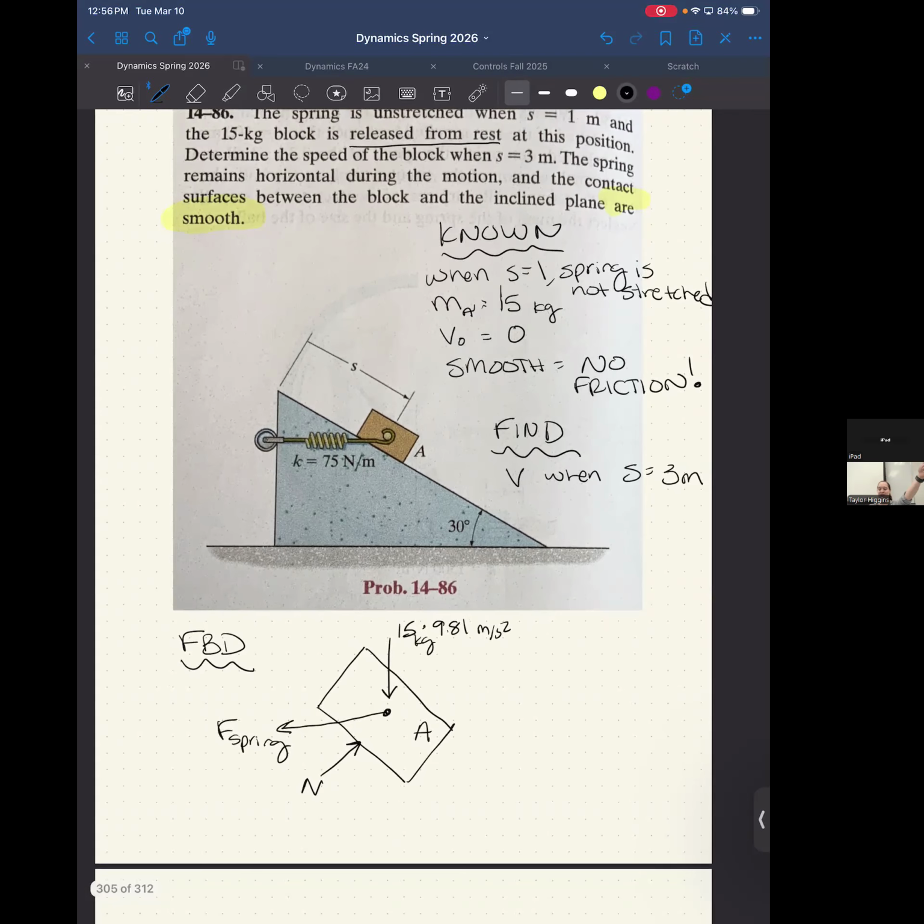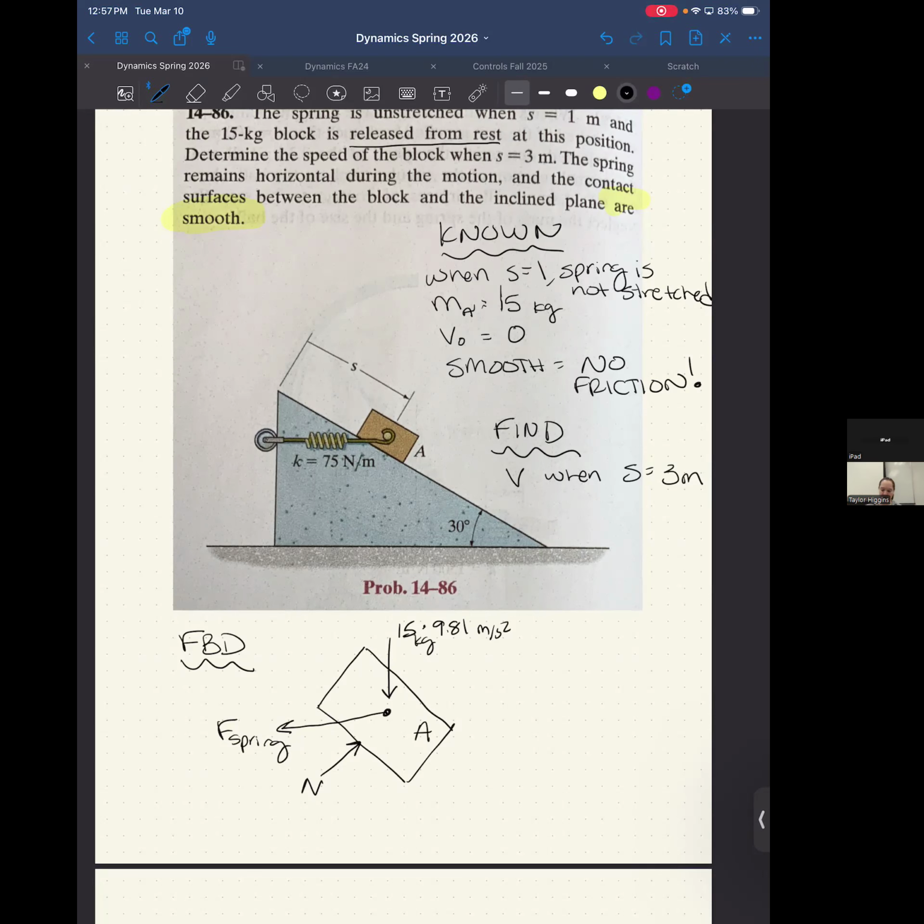All right, is weight a conservative force? Yes, it is conservative. Is spring force a conservative force? Yes. Is the normal force a conservative force? It doesn't matter because the normal force is not doing any work, right? This block is only going to move in the direction of the inclined plane, which is exactly perpendicular to the normal direction. So it has absolutely no movement in the direction of the normal. So there's no work done by the normal. So it doesn't even matter whether the normal is conservative or not.